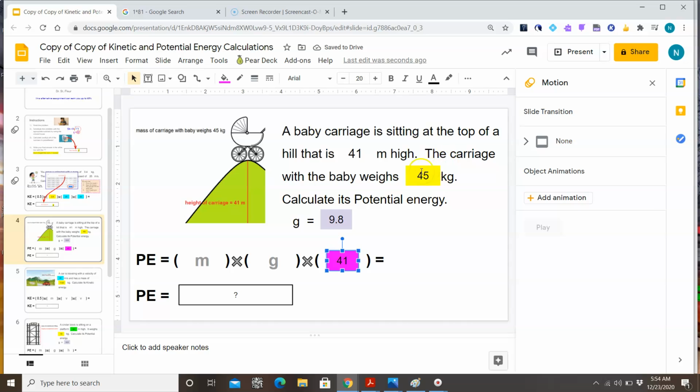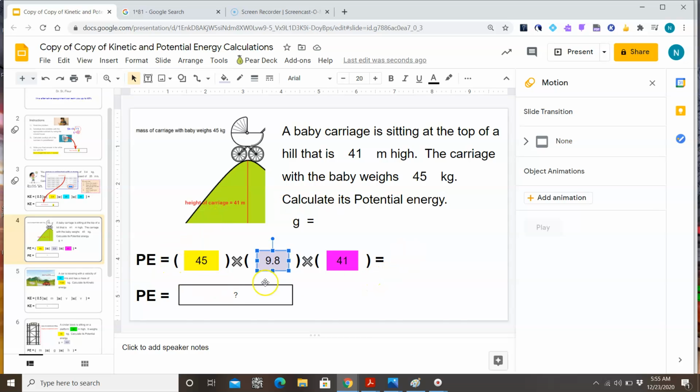The next thing I need to do is replace the mass. It tells me the baby carriage weighs 45 kilograms. Remember, kilograms is a unit for mass. So that goes in for my M. And then G is the gravitational constant, which is always 9.8. Now, if you're missing that 9.8 box, you can create your own by copying one of the other boxes and typing into that box 9.8. Okay, so now we have our equation.